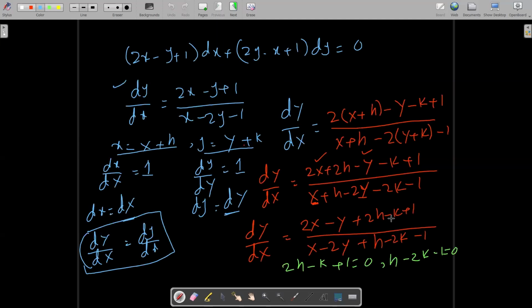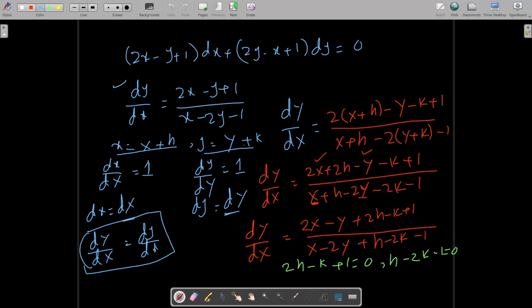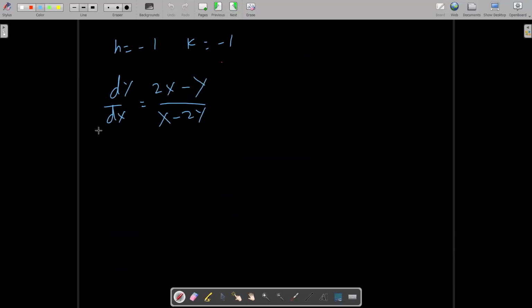We're going to take 2h minus k, meaning the constant term is 0. So your equation will reduce to dy by dx equals 2x minus y over x minus 2y. Okay, perfect. Now, what's the next step?